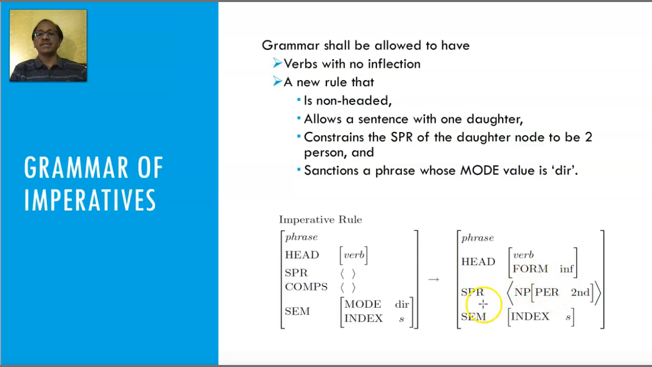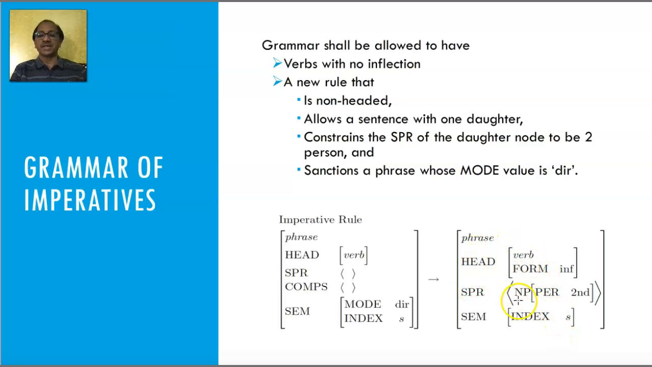Then the specifier is second person only, the NP with a second person, and its semantics which we have index S. We are not giving the mode value here because the mode value will be whatever mode value it inherits from its head daughter. Usually that is a proposition.